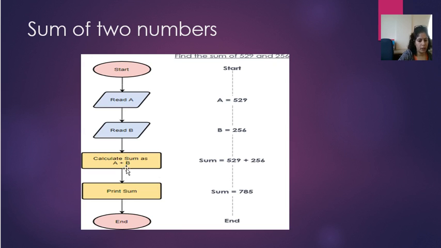Now you have to print the sum. So the next statement is print sum. This statement will print the sum of two numbers, and this is the end of the flowchart. I hope it is clear to you how we have to make use of different symbols while designing a flowchart, and you can construct different flowcharts of a single problem also.